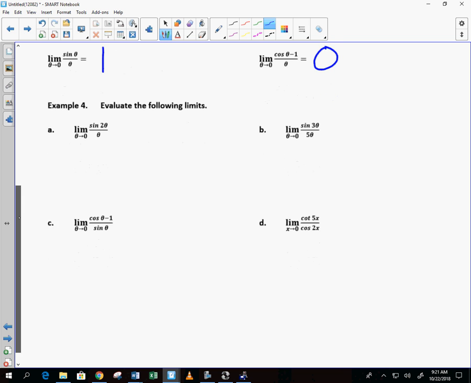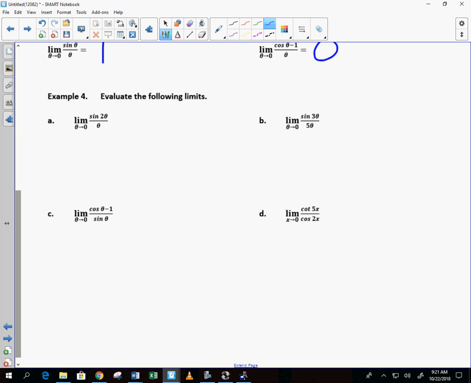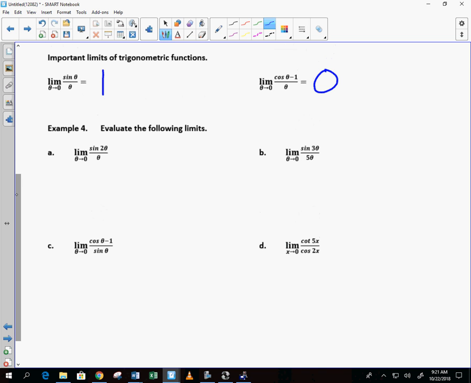Okay, this one says evaluate the following limit. Limit as theta goes to 0 of sine of 2 theta over theta. Okay, and so what I would like to see in this problem is the limit as theta goes to 0 of sine of 2 theta over 2 theta. That's what I want, okay? And I'll tell you why I want that.